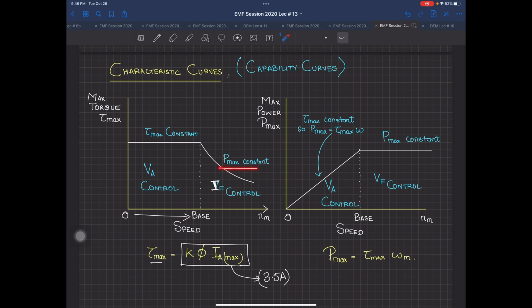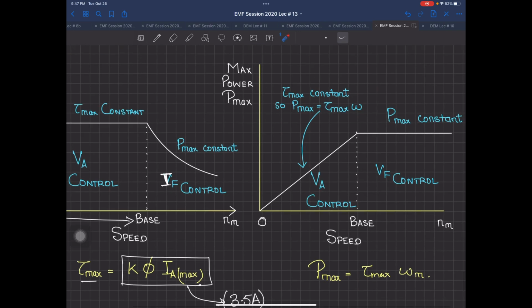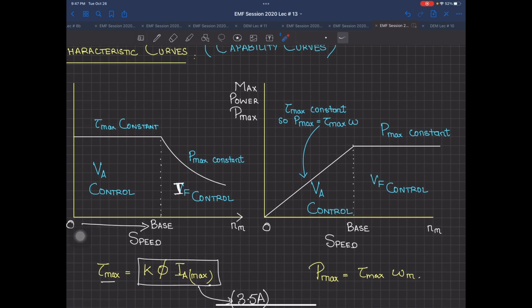Now one term written over here, that is P max constant, is dependent upon the second curve. If you see this curve, instead of torque it has the maximum power. Now what is that maximum power? It is the power the supply is giving to the motor.